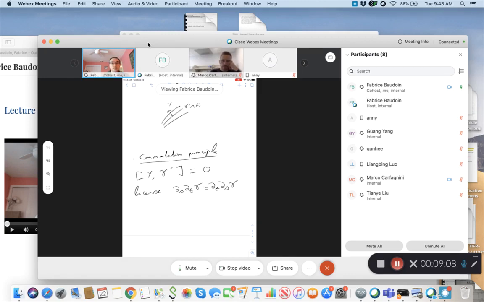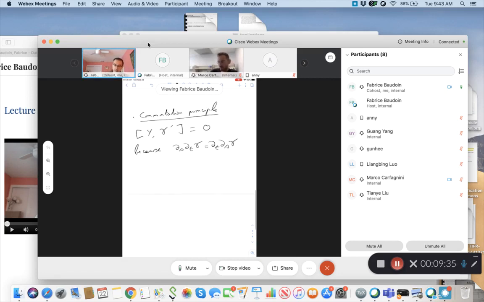So this is very basic, this Lie bracket property, that is the commutation principle, but you'll see that it plays a fundamental role in the computation for the Jacobi equation that we are going to do in a few minutes. Is it clear for you at this point? Okay, very good.